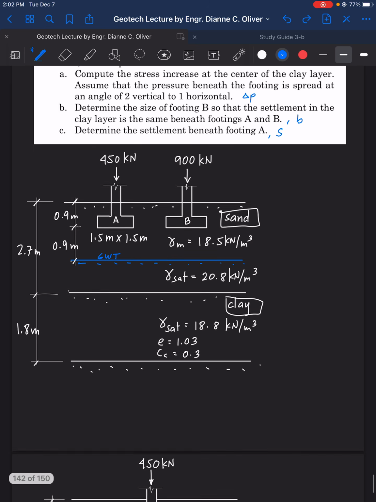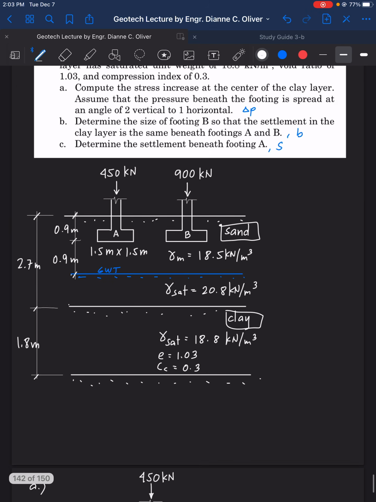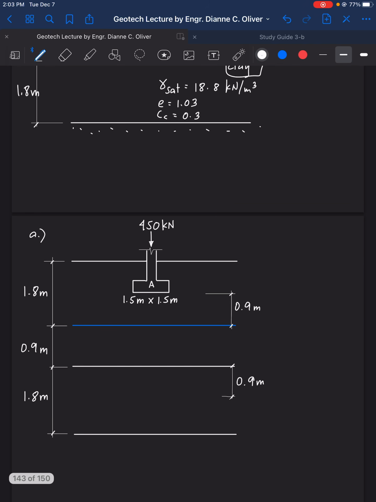Okay, so let's go to footing A. So here we go. This is our footing A, and let's solve for A. Now it says there that the condition here is the pressure beneath the footing is spread at an angle of 2 vertical to 1 horizontal. This is what it means. Okay? So we are concerned with the mid-height of the clay layer. So this is the mid-height. So remember, this is our sand.